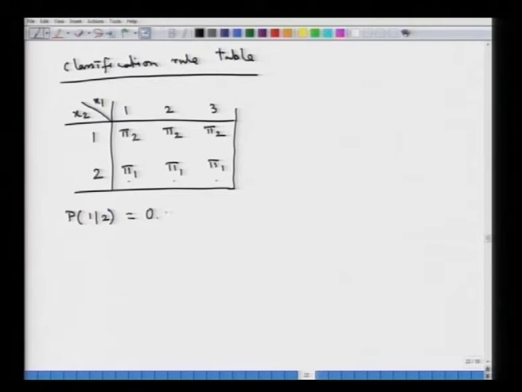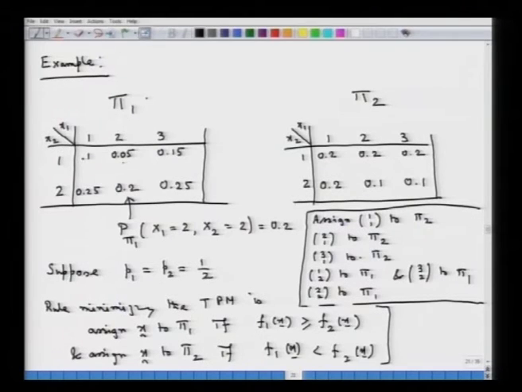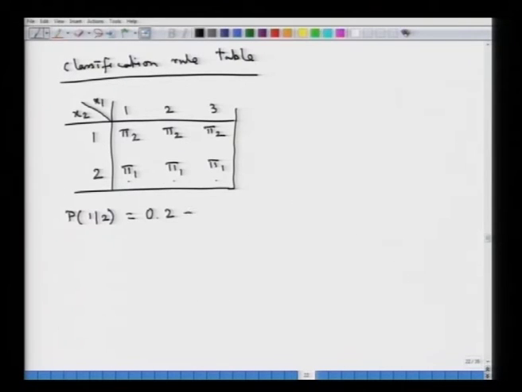So, the values from the previous table in the pi 2 population are 0.4, 0.1, 0.1, 0.2, 0.1 and 0.1, so that this is equal to 0.4. So, this is the probability of misclassifying an observation coming from the second population into the first population.